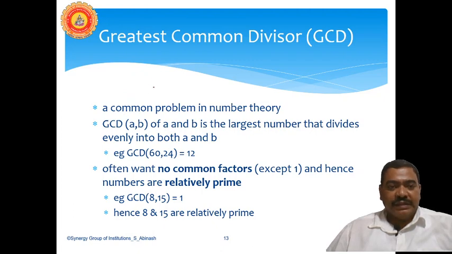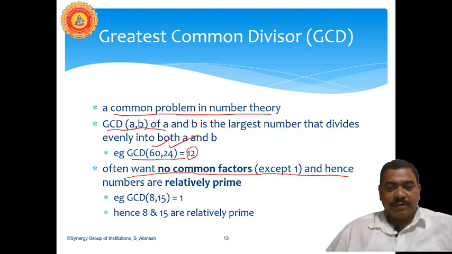So the GCD is a common problem in number theory, as you know. The GCD of A and B is the largest number that divides evenly into both A and B. For example, GCD of 60 and 24 is equal to 12. That means 12 can divide both 60 and 24. Often we want no common factor except 1, and hence the numbers are relatively prime.